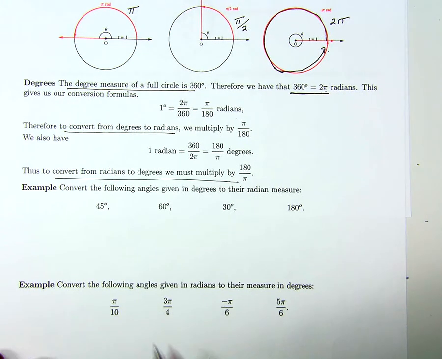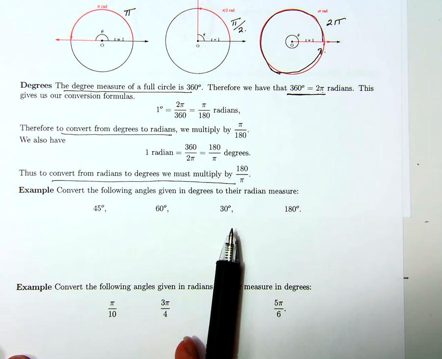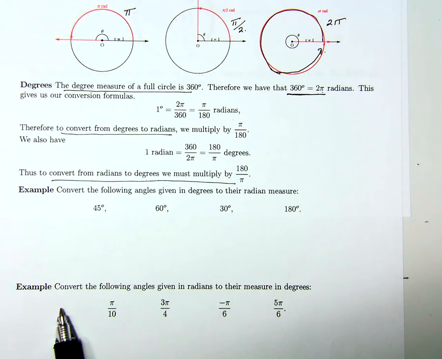You should attempt to convert these angles given in degrees to radians, and convert these angles given in radians to degrees, and then look at the next video to see if you have the right answers.